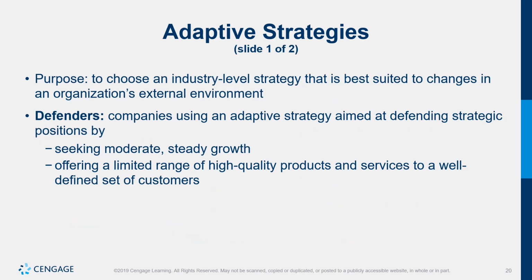The purpose of adaptive strategies is to choose an industry-level strategy that is best suited to changes in the organization's external environment. There are four kinds of adaptive strategies. The first one is defenders. They seek moderate, steady growth by offering a limited range of products and services to a well-defined set of customers.